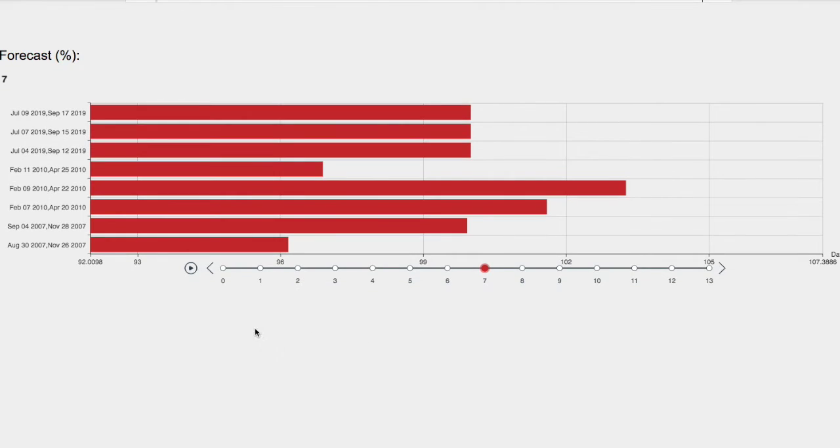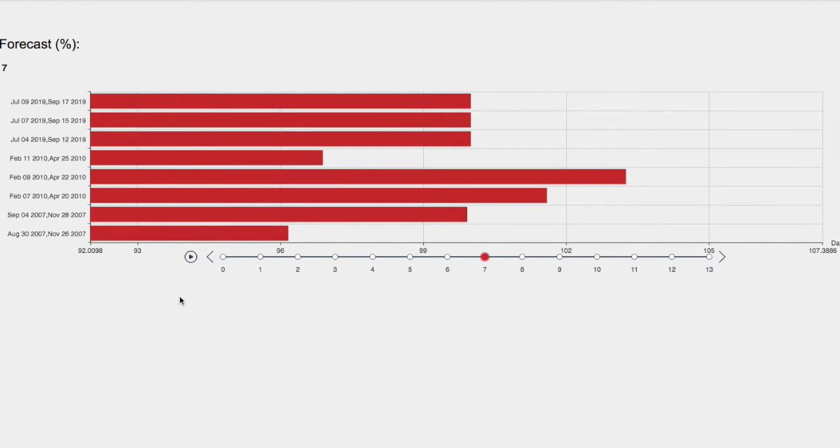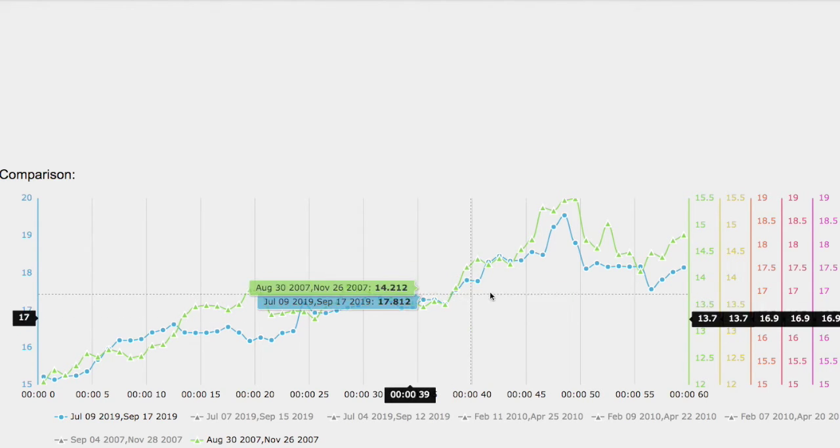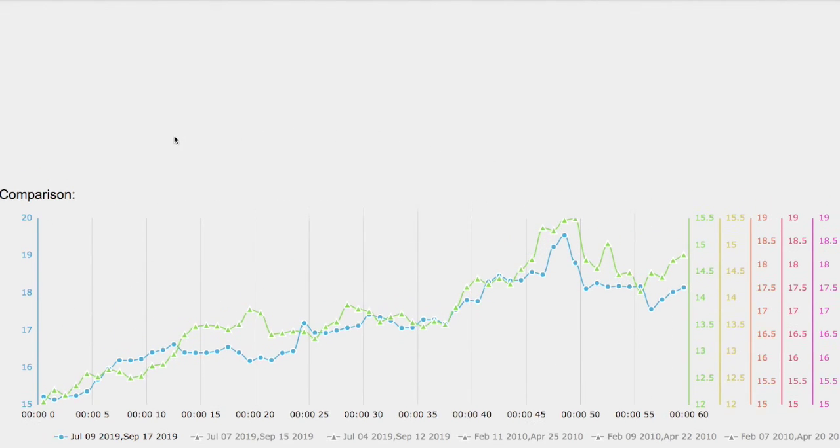And here's the forecast model, and the trend that we just examined was August 30th, 2007 to November 26, 2007. And back then, silver was down roughly 3.8%. And here's the line chart that I compared it to. So we have the current trend right here, and overlapping it is the 2007 trend, overlapping it neatly.